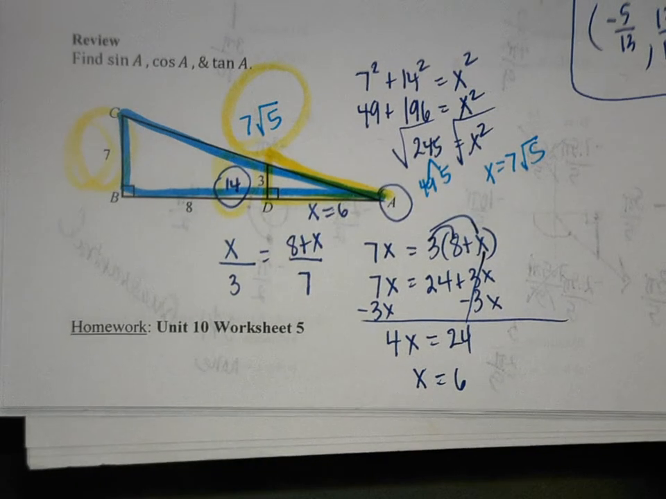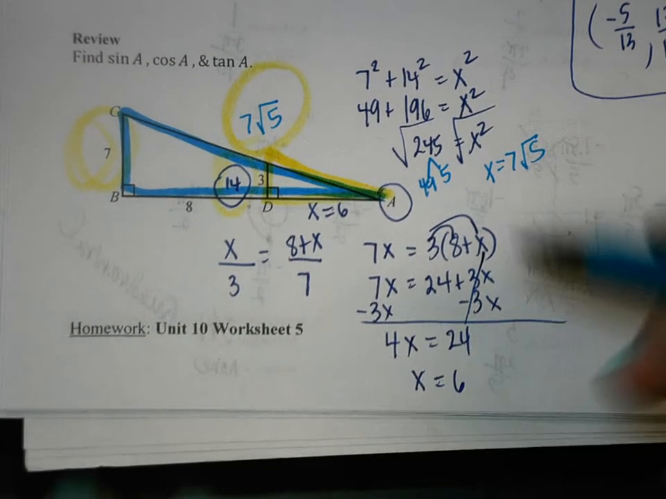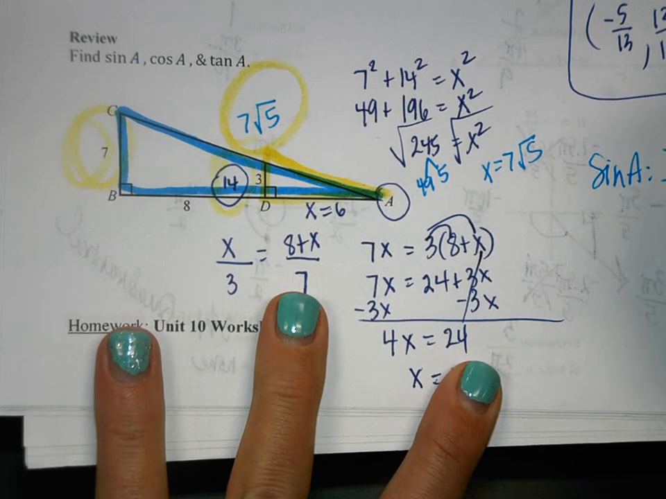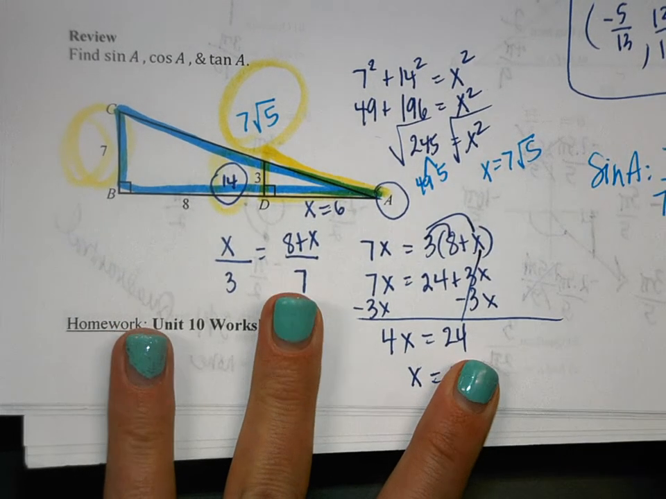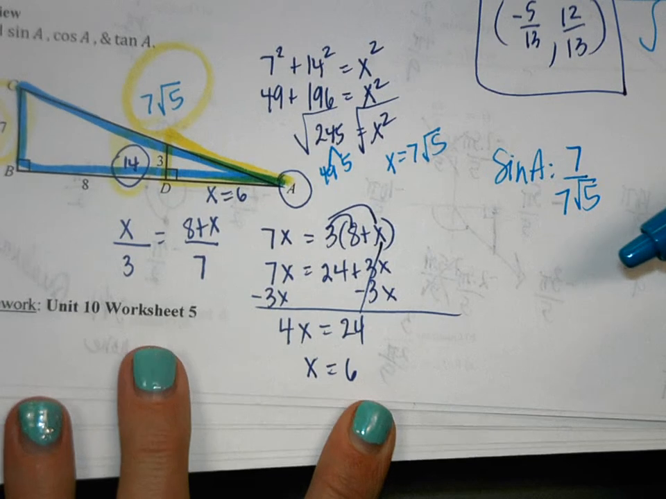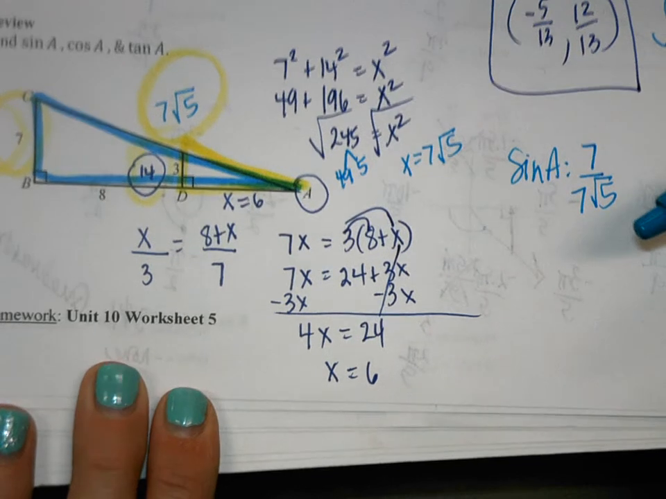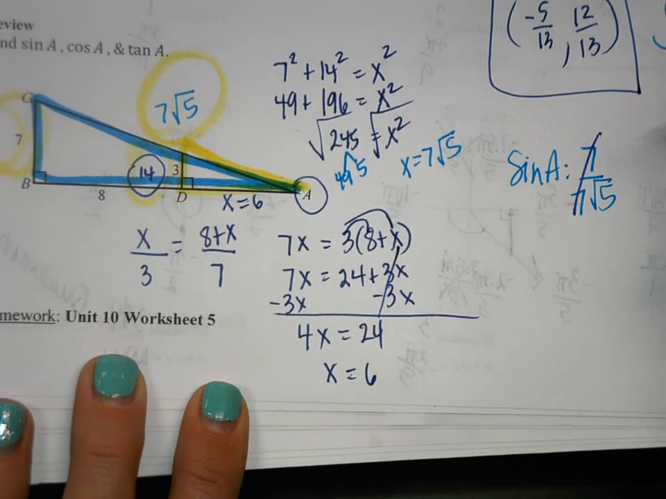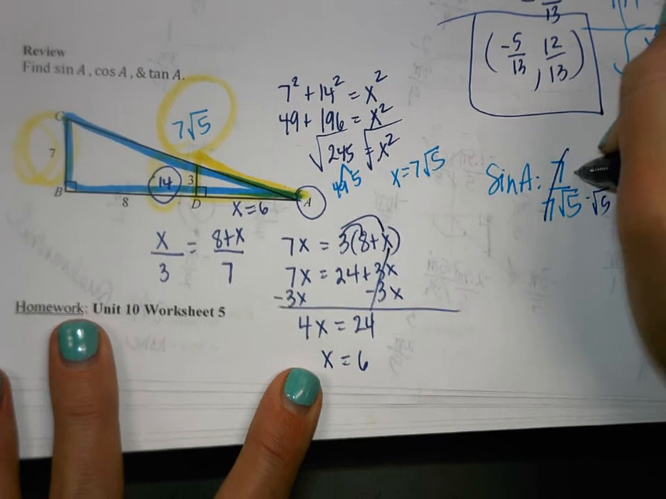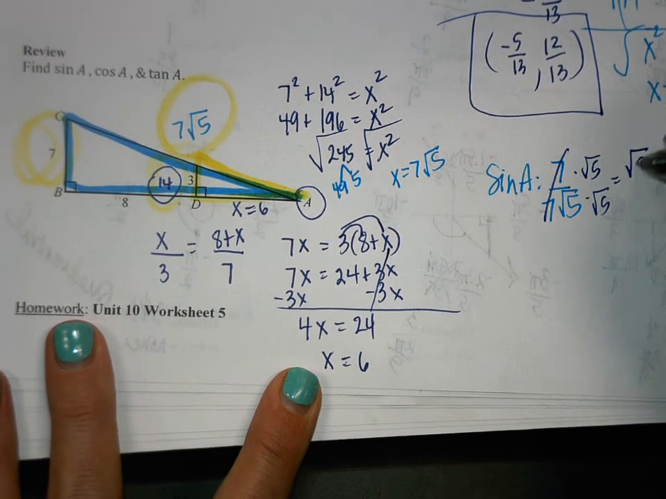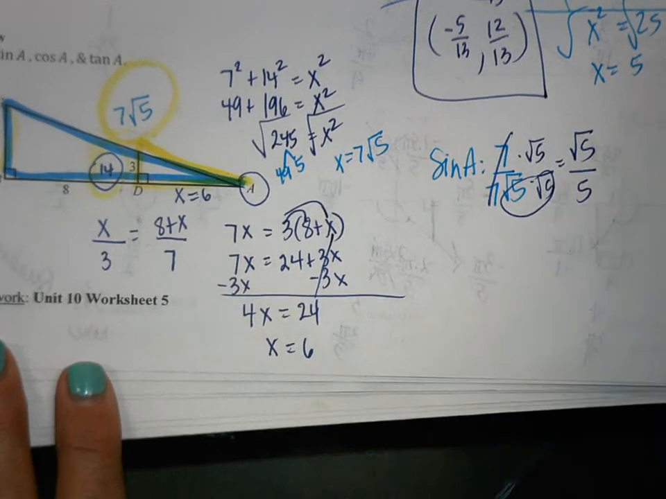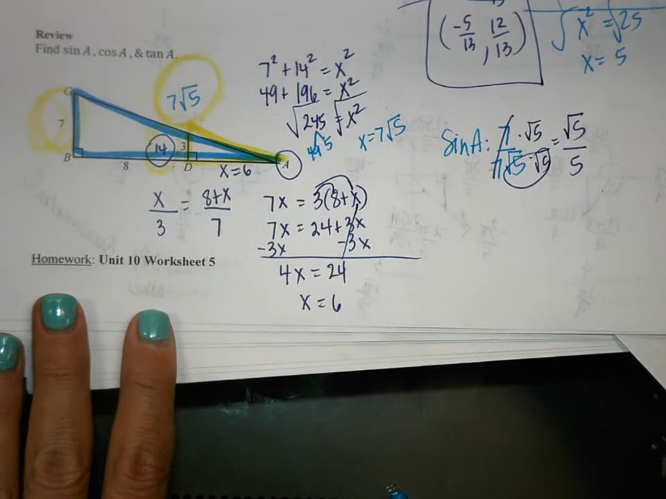Okay, we're dealing with A. So what is sine of A? 7 over 7 root 5. What happens there? You have to rationalize it. Also, if you notice, these 7s cancel out. And so when I rationalize it, I'd multiply by root 5 to both the top and the bottom, and we'd end up with root 5 over 5 for sine of A. Okay, there we go.